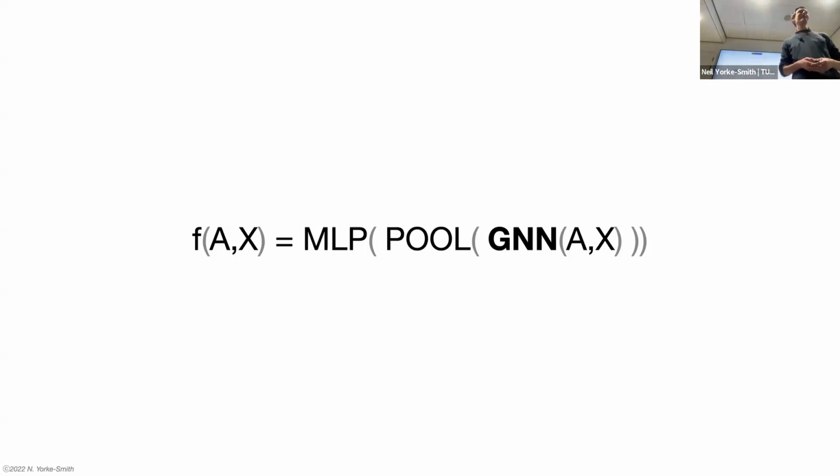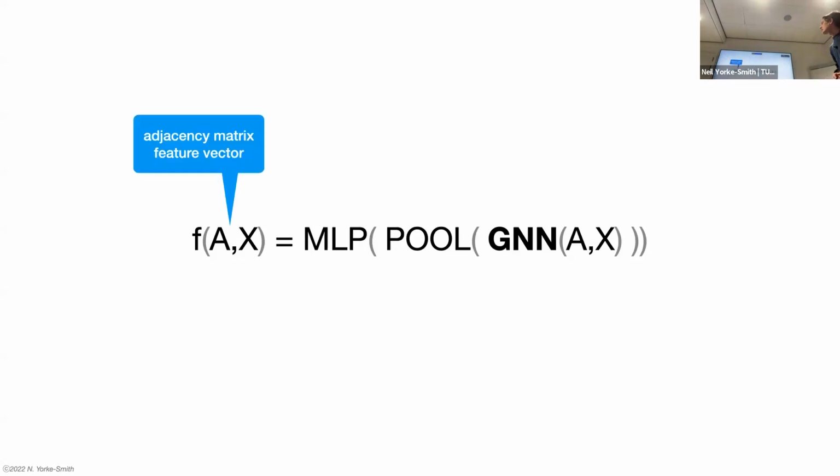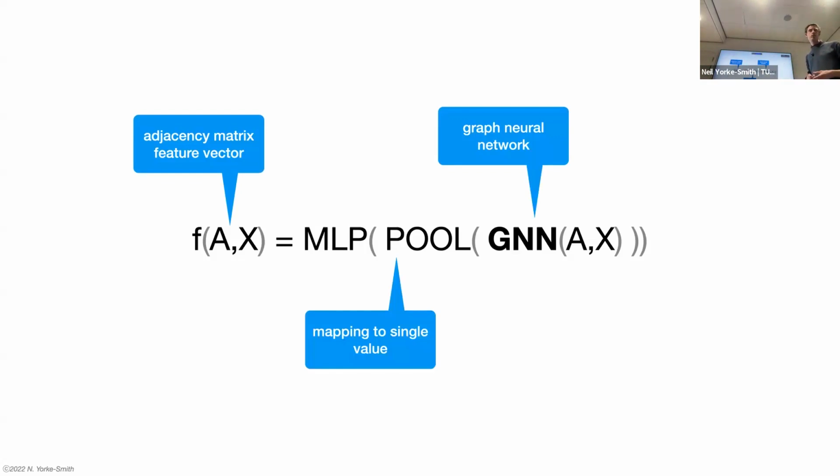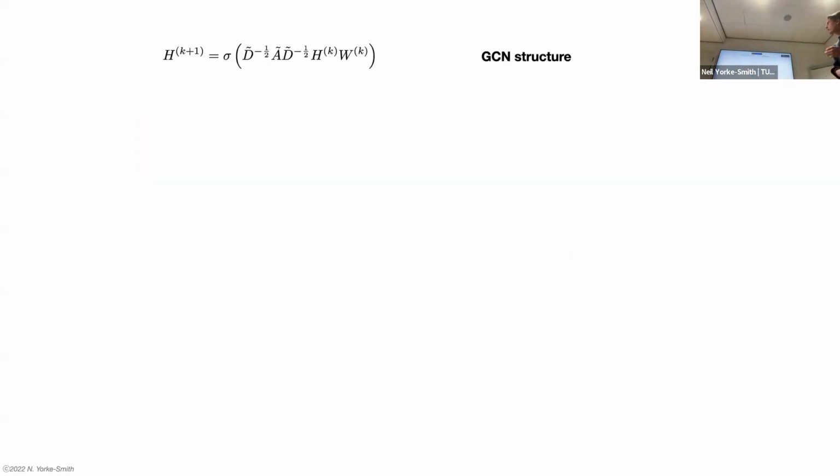So Tom was actually a student from maths, so he knows how to do the math stuff. That's great. So let's see, what have we got? Let me explain. A is your adjacency matrix. In other words, it's a feature vector. GNN is the graph neural network, obviously, and the point of these is mapping, as I said, to a single value. Okay, so here we go.